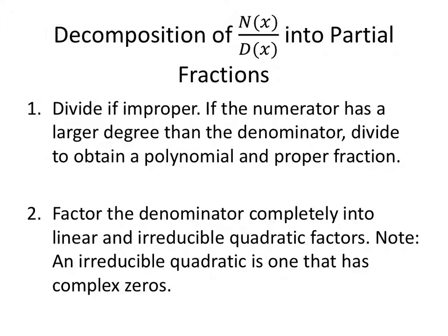Alright, so if I want to decompose a rational function, N of x over D of x, into partial fractions, the first thing I'm going to do is divide if it's improper. So if the numerator has a larger degree than the denominator, we're going to divide to obtain the polynomial, the quotient, and then the remainder will be a proper fraction. We're going to focus on the proper fraction. So we'll factor the denominator completely into linear and irreducible quadratic factors. These irreducible quadratic factors have complex zeros, so we cannot reduce them over the reals.